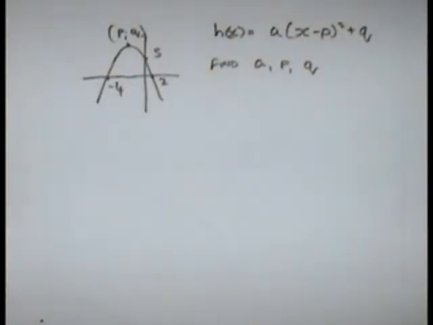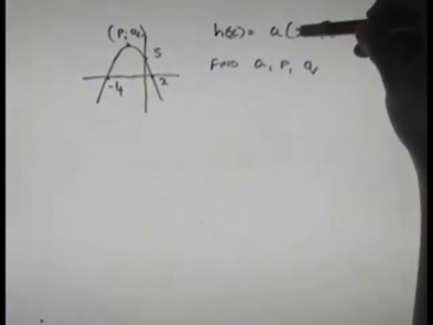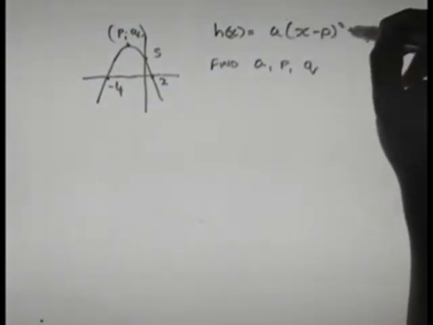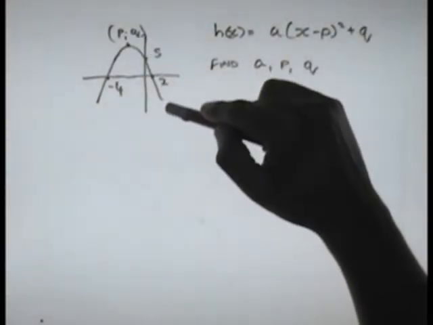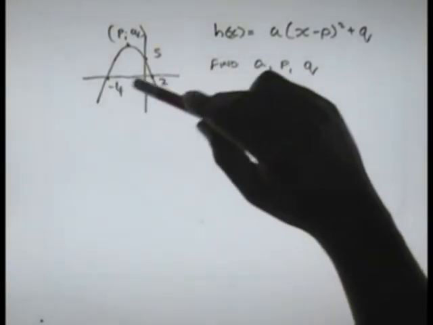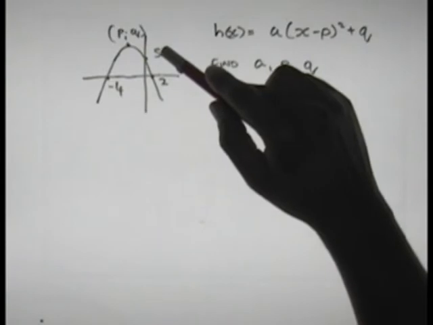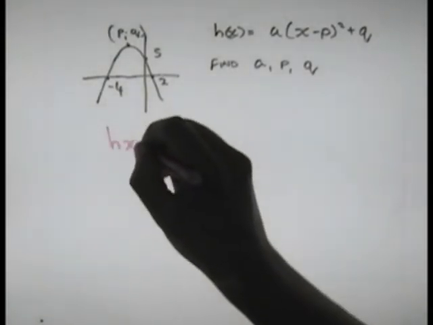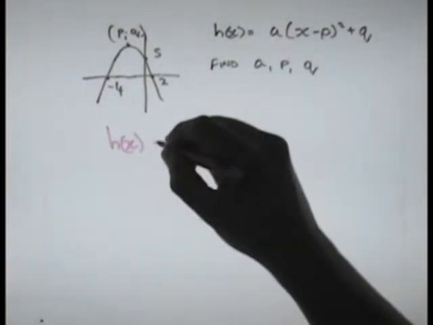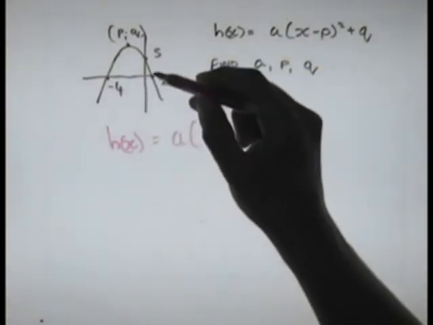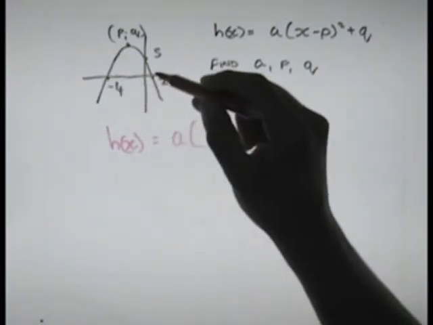The third one I gave you to do reads h of x is equal to a (x minus p) squared plus q, and I want you to find a, p and q. I've given you the graph with the three points: negative 4 and 2, which are both our x-intercepts, and positive 5, which is our y-intercept. I'm going to start this one out by leaning towards the equation ax squared plus bx plus c. Remember that these two are my two x-intercepts.